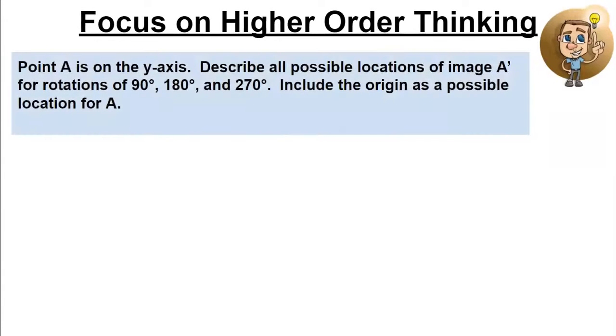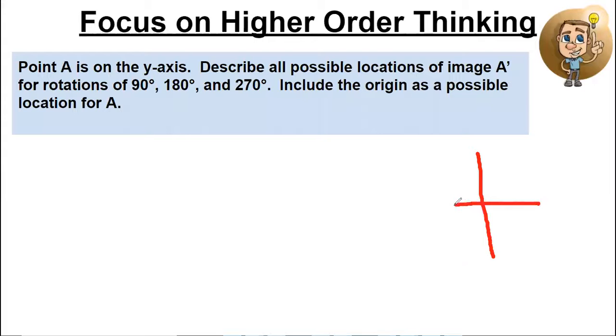Okay. Point A is on the y-axis. Describe all possible locations of image A prime for rotations of 90 degrees, 180 degrees, and 270 degrees. Include the origin as a possible location for A. So let's see if I can draw this. If A is here, and you rotated it 90 degrees, A would still be there, wouldn't it? If I rotated it 180 degrees, A point would still be there. If I rotated it 270 degrees, the A point would still be there if it's at the origin.